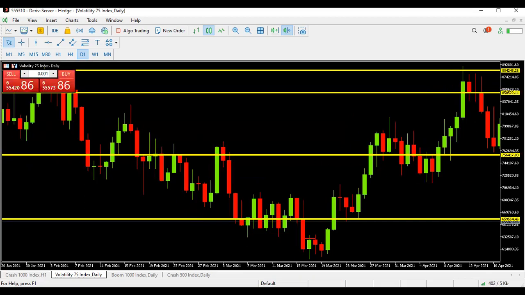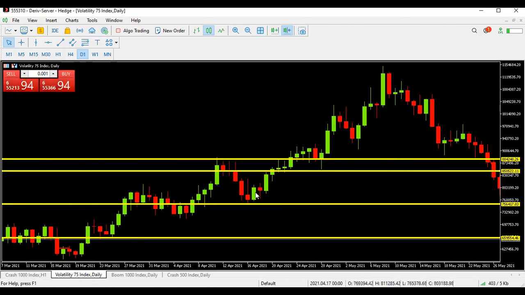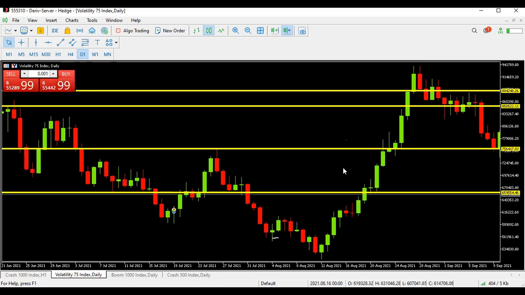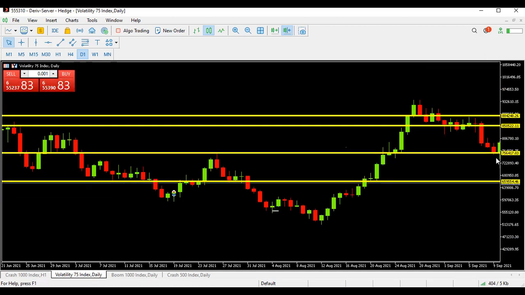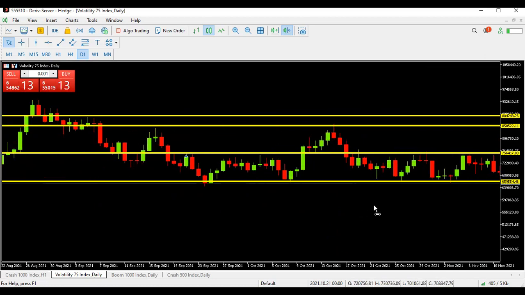Even here, even this one here, look at this one. This was a resistance, but price broke through this resistance and came back here to test it as support. So a resistance can be broken and also support can be broken. So as a price action trader, you are making your trading decisions only when price is on these zones.